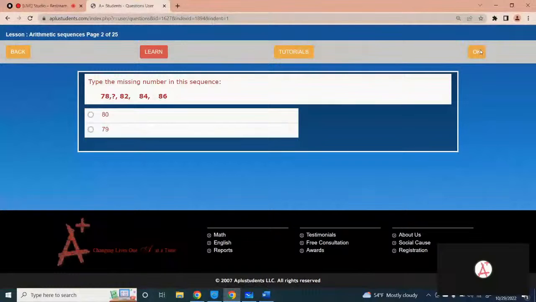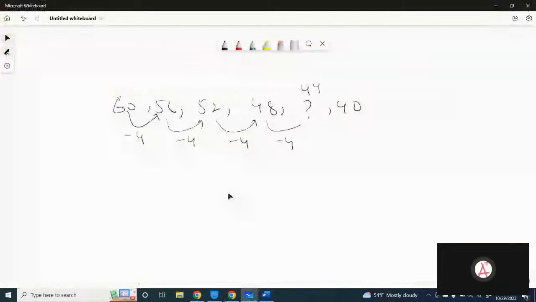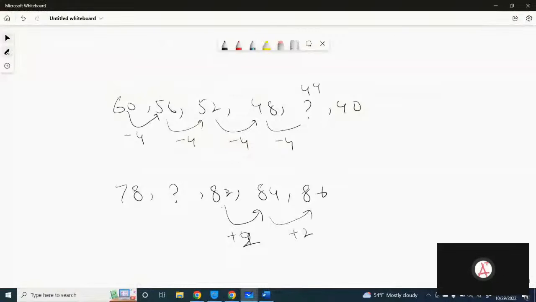Okay, the next one is 78, missing number, 82, 84, and 86. Let me write down the sequence on the board. 78, missing number, 82, 84, and 86. Let's start with this one. 82 plus what number makes 84? 82 plus 2 makes 84, and 84 plus 2 makes 86. That means for each next number you have to add 2. Got it?